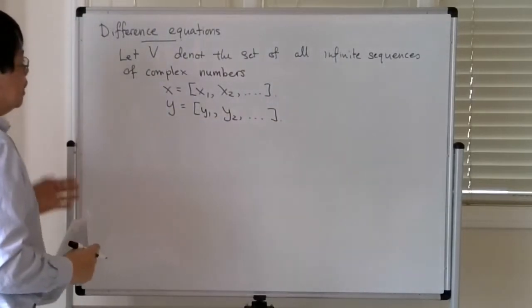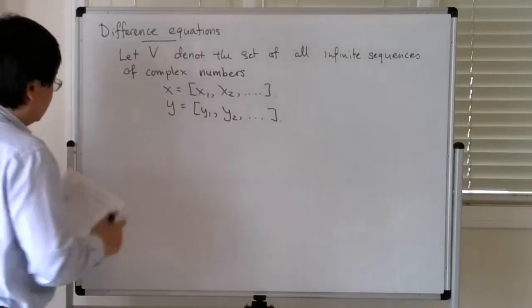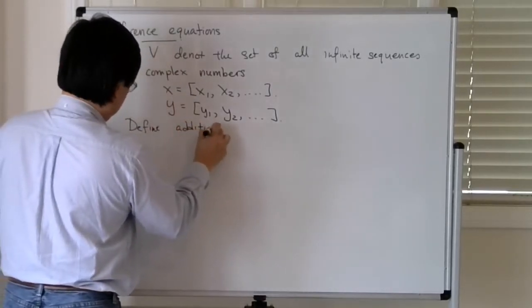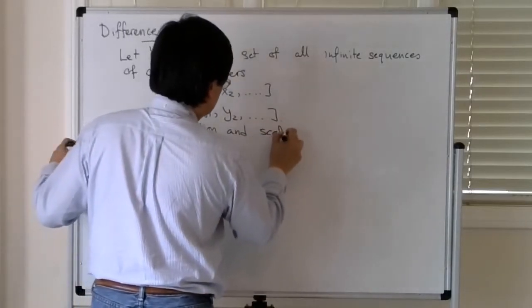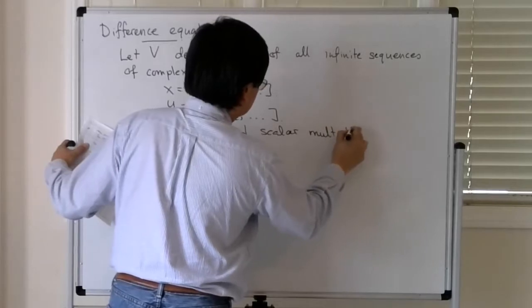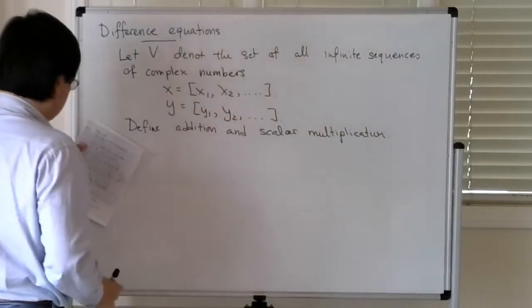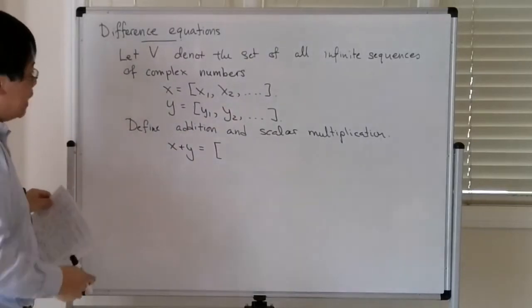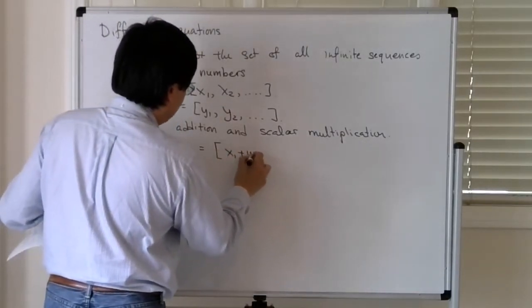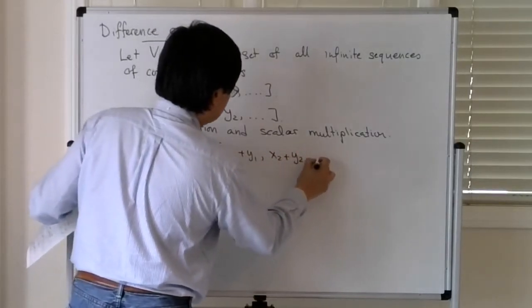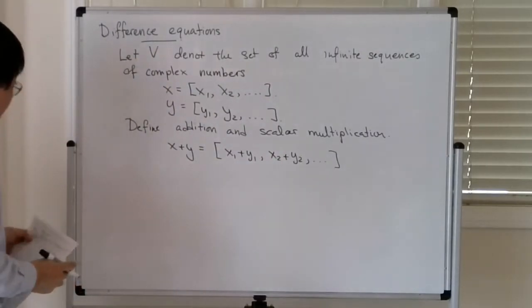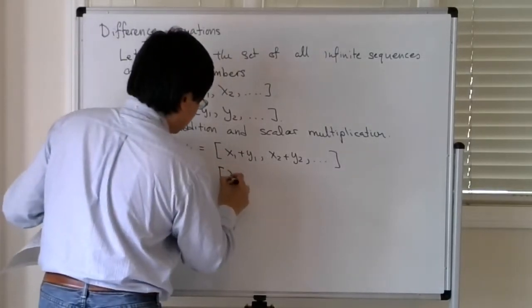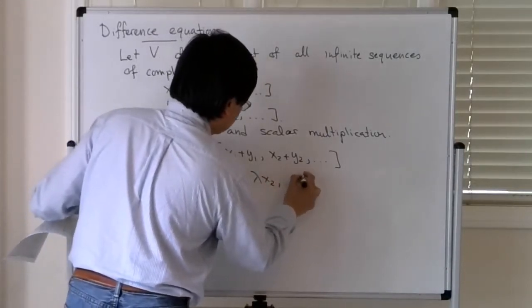Okay, so on this set, we're going to define a few basic operations: addition and scalar multiplication. If you're going to take x plus y, as you might imagine, the way you define this is by adding terms component-wise, right? So that's x1 plus y1, x2 plus y2, and so on. And then scalar multiplication, lambda of x, is just the component-wise multiplication by the scalar. So it's lambda x1, lambda x2, and so on.